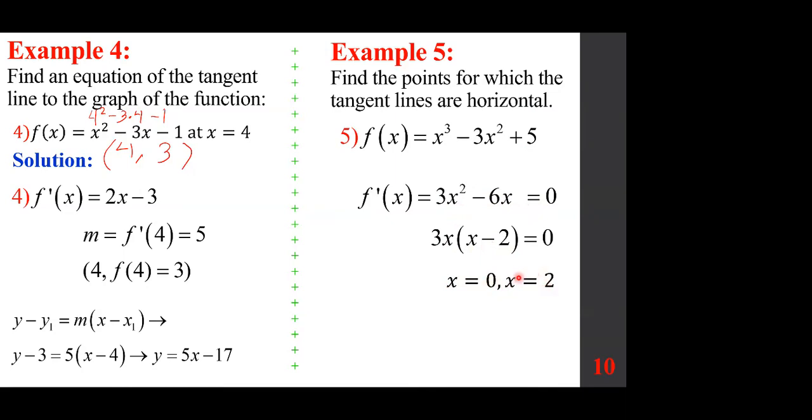0, 2. What it means, 0, you plug it in, and it gives you 5. 2, you plug it in, gives you 2 cubed, which is 8, minus 3 times 2 squared, which is 4, so minus 3 times 4 is 12, 8 minus 12 plus 5, and that is positive 1. So you plug in 0, gives you this pair. You plug in 2, gives you this pair.